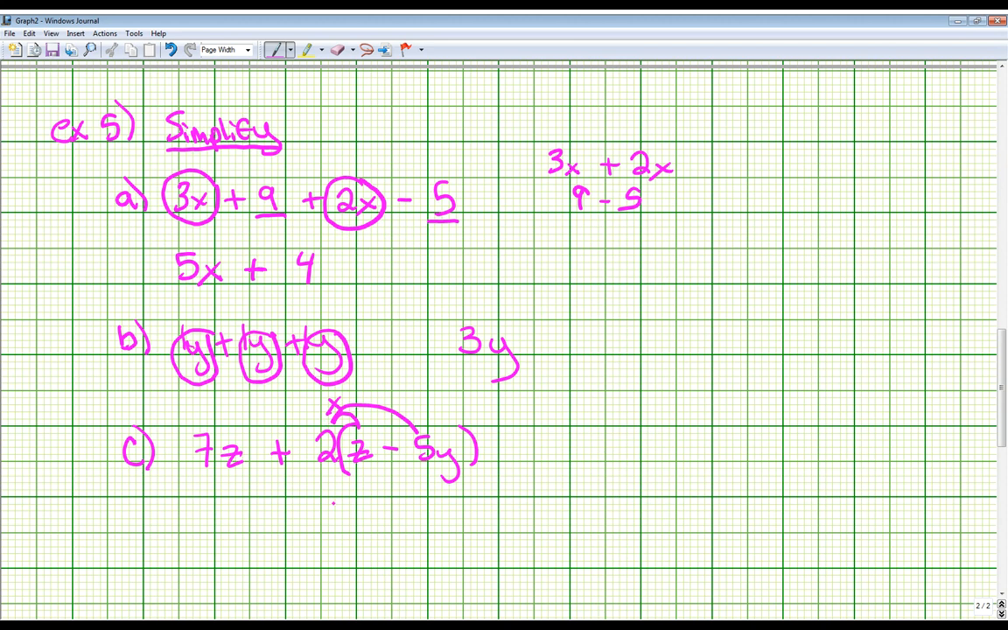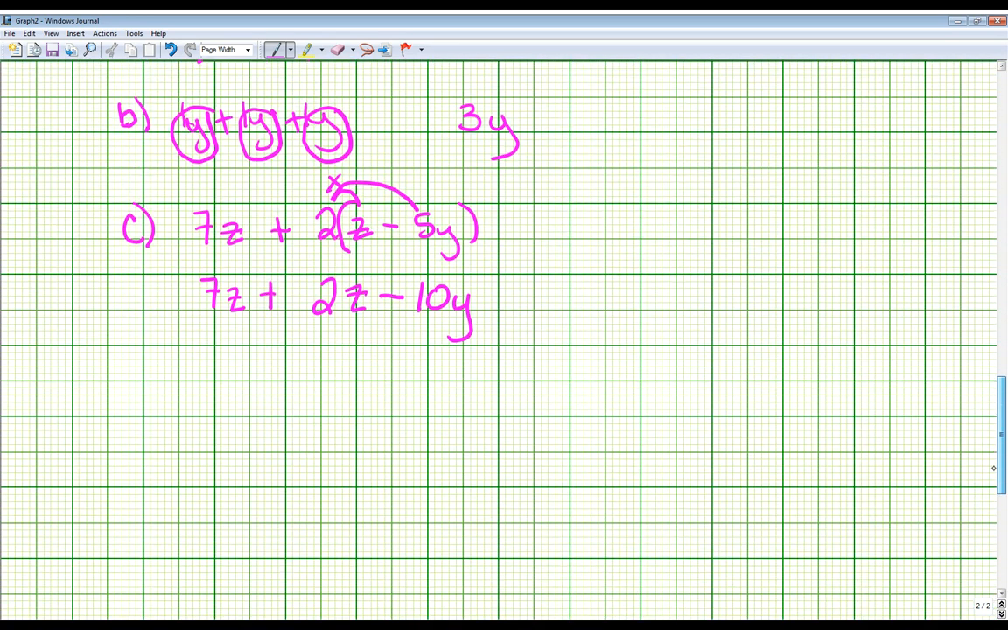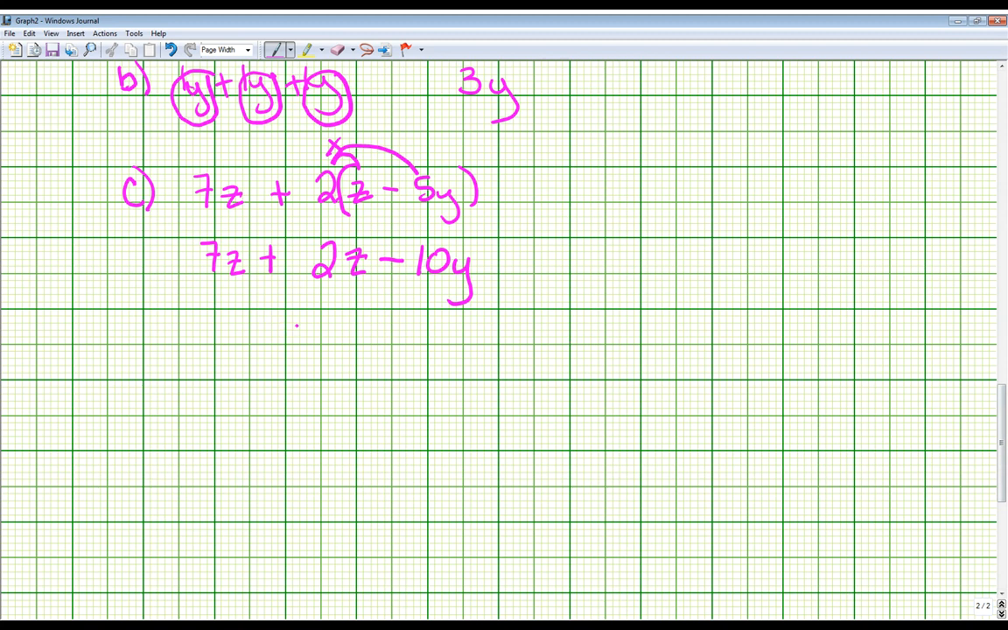So 2 times z would be 2z. I see a minus here, so I'm going to put a minus in my answer. 2 times 5y's. 2 times 5 would give me 10. And then remember, when there's a letter involved, you just have to knock that on your answer. So I've just gotten rid of these parentheses, and now I have 2z minus 10y. I still have this 7z. It didn't change, and I still have this plus sign. That didn't change either. So I've just started my simplifying by doing the distributive property.